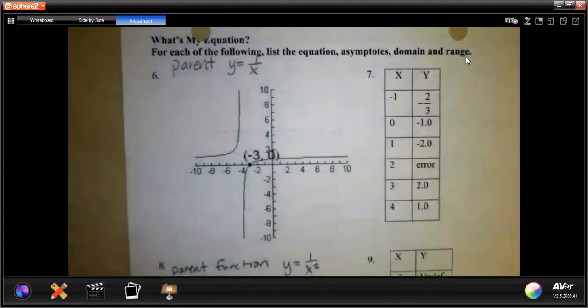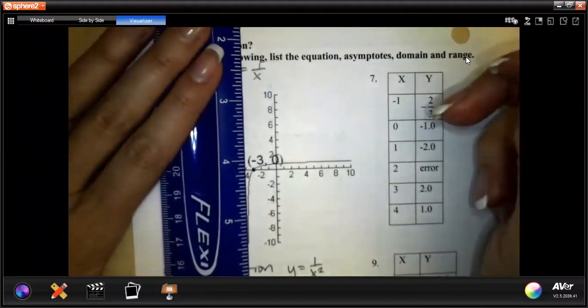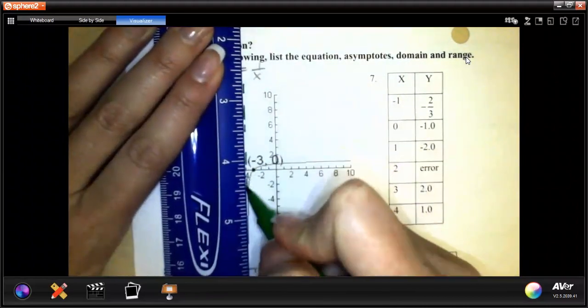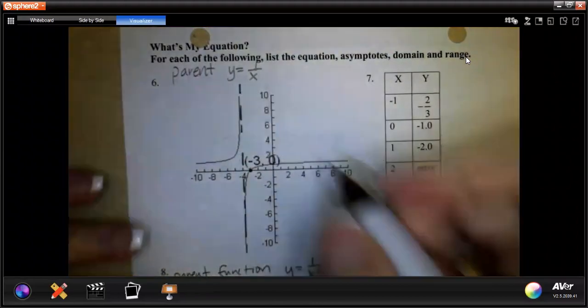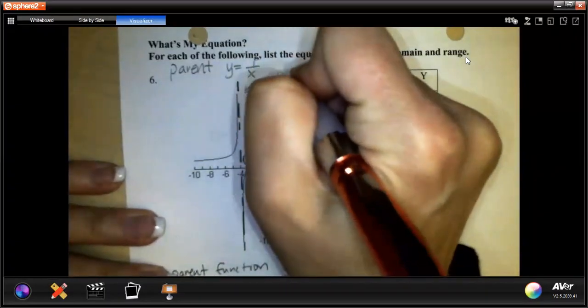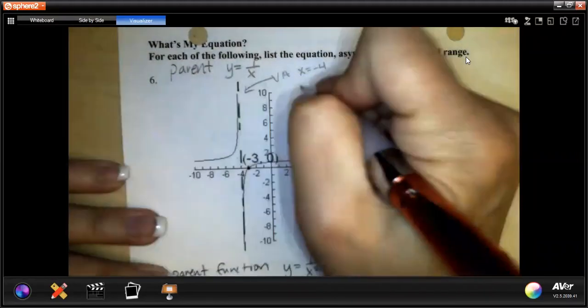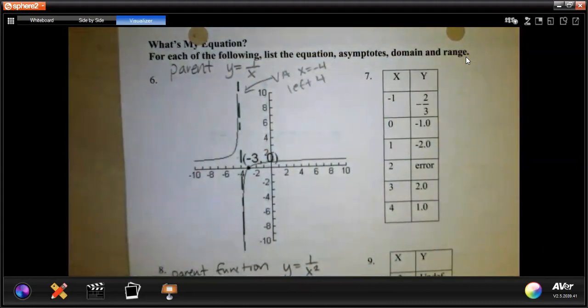Our vertical asymptote is going to be that line that guides your graph. So when we look at this, it is going to be right here. That is my vertical asymptote. It's at x equals negative 4. That means that my graph was moved to the left 4. That's important when you start to write the equation.